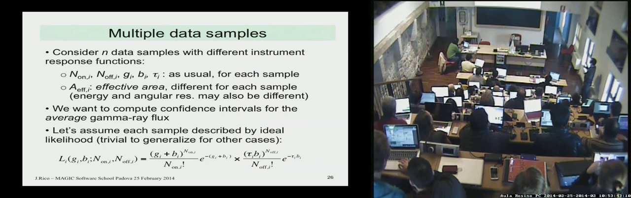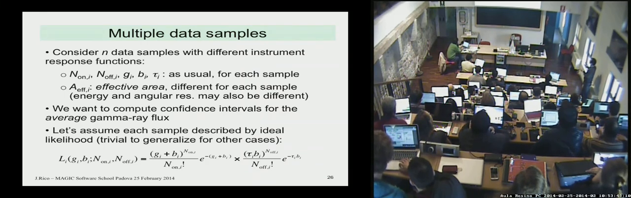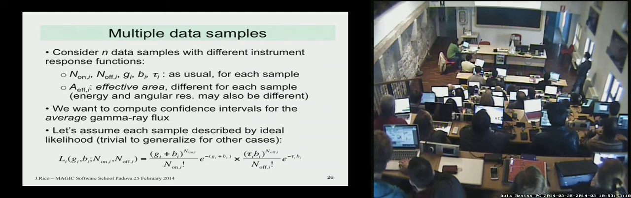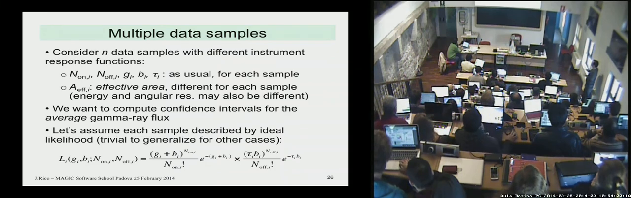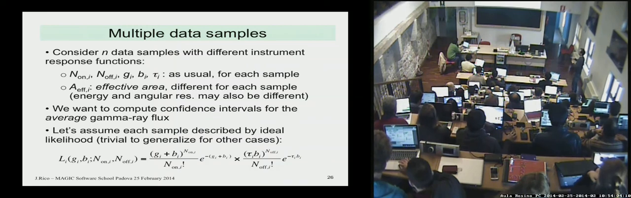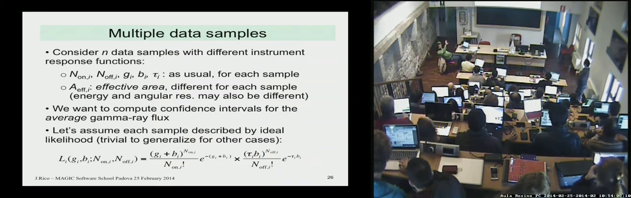The nomenclature I'll be using is the same as before, with on and off, G, B, and tau as usual, but now I will be adding this subindex i to refer to the ith sample. I will also be using the fact that the effective area is different for the different samples. The energy and the angular resolution may also be different, but this will be somehow included in the effective area in this development.